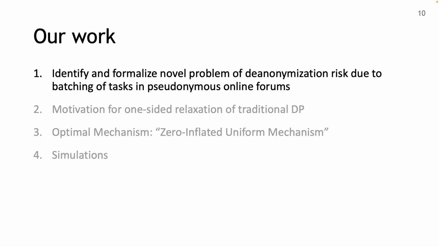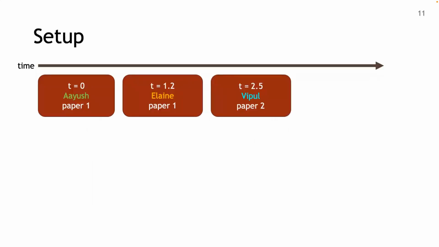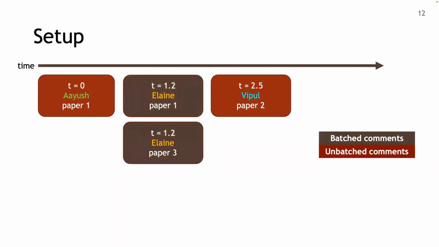So let's start with talking about problem formulation. For concreteness, I'll discuss everything in terms of peer review for the rest of the theory portion of this talk. So we'll think about reviewers making publicly visible comments on papers on some forum like Open Review. And these comments arrive with associated timestamps, and they just arrive online. We'll say that 2 comments are batched if they arrive at the exact same time. So in this case, Elaine's comments shown in brown both arrive at time 1.2, and we'll say that's a batch pair of comments. Of course, in reality, you cannot do things simultaneously on Open Review.